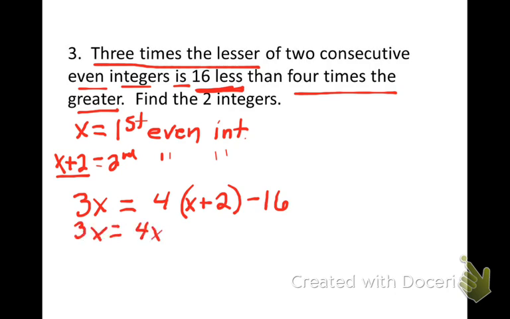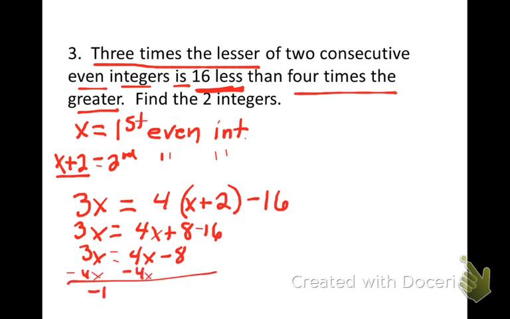You're going to get 4x plus 8 minus 16. I'm going to simplify and get 4x. 8 minus 16 would be negative 8. So I'm going to subtract 4x from each side. Since I don't have any numbers on this side, I get negative 1x equals negative 8. Can't have negative 1, so I divide by negative 1, and I get x equals 8.